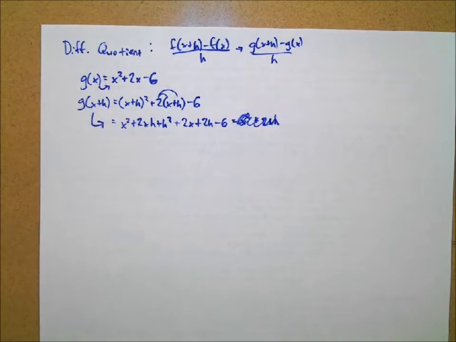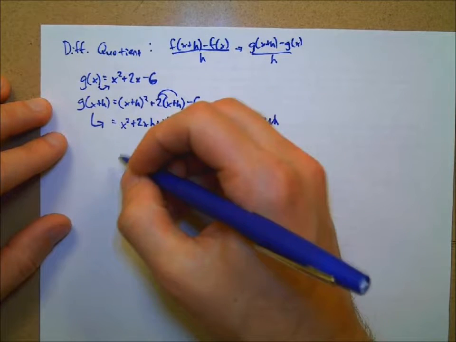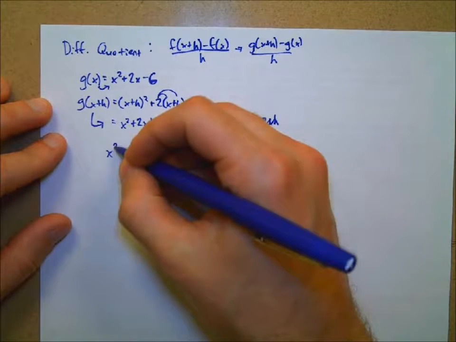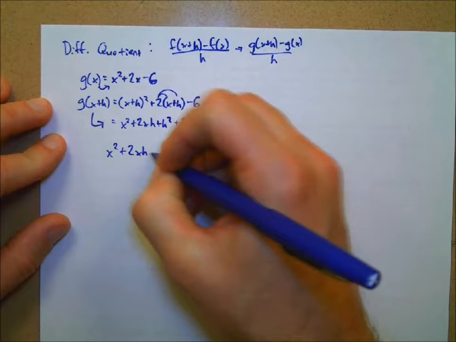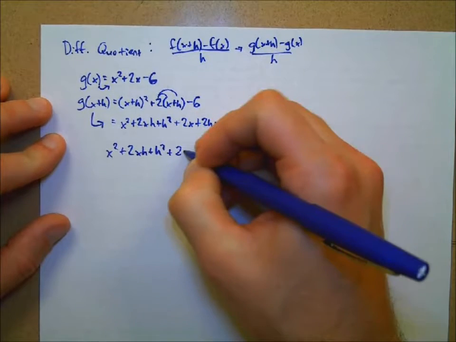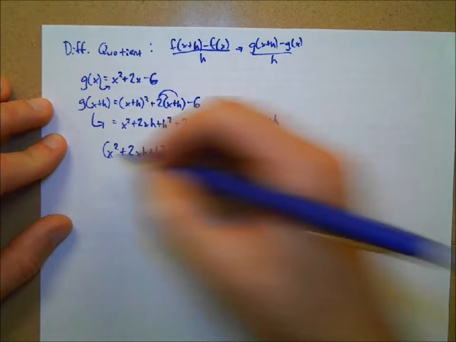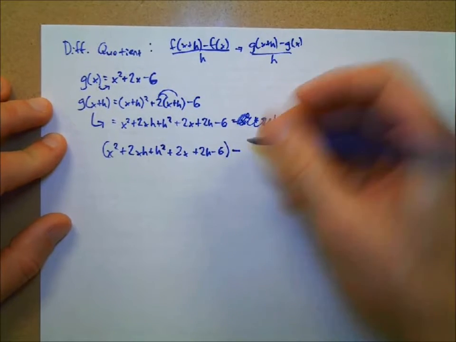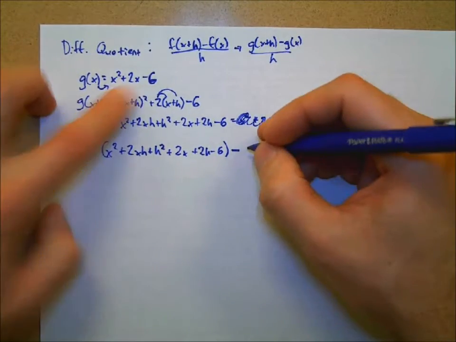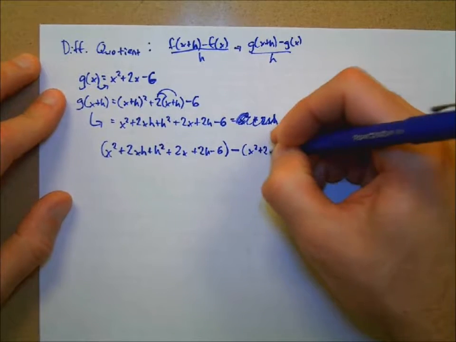One sec there. Let me get this finished out here, Jeff, and I'll get your hand. So g of x plus h, x squared plus 2xh plus h squared plus 2x plus 2h minus 6, minus g of x, x squared plus 2x minus 6.